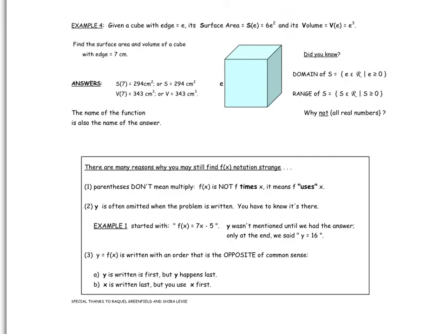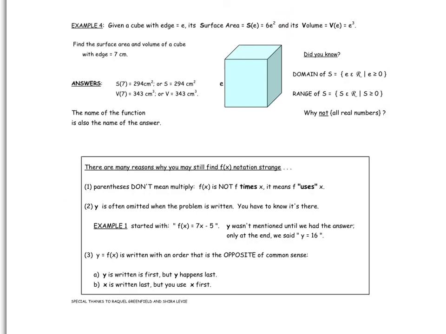And some people consider that even 0 is not allowed, and you'll see in many textbooks and for many teachers, e greater than 0 is the accepted answer. Again, once e is bigger than or equal to 0, then the range becomes s is bigger than or equal to 0. Why not all real numbers? We just discussed why.